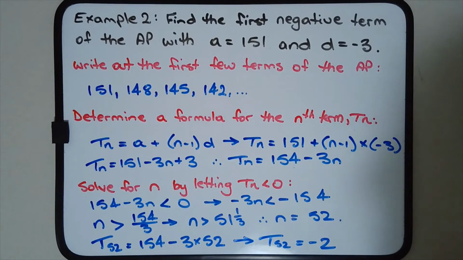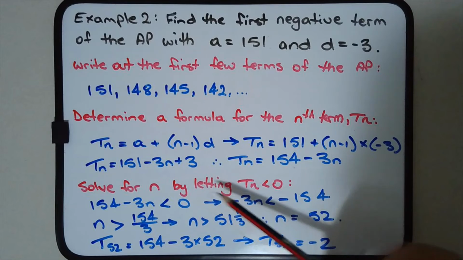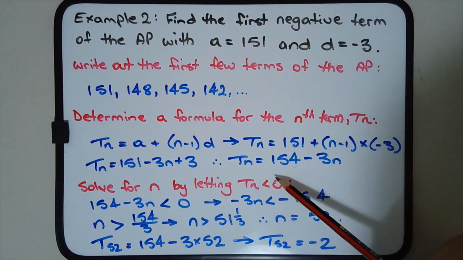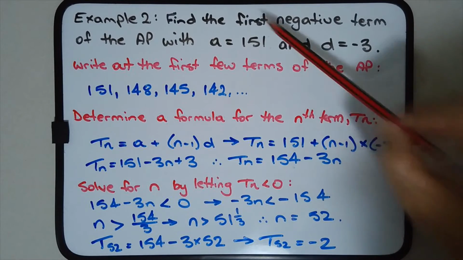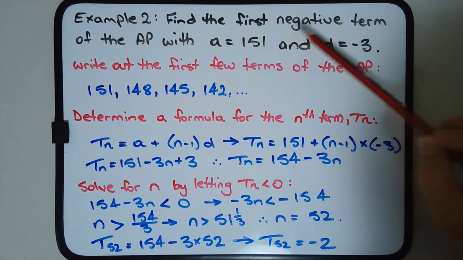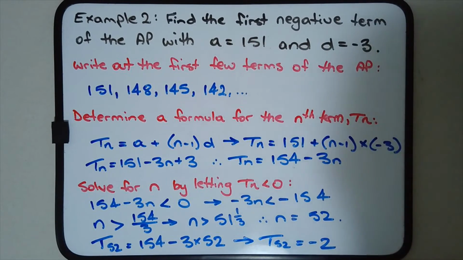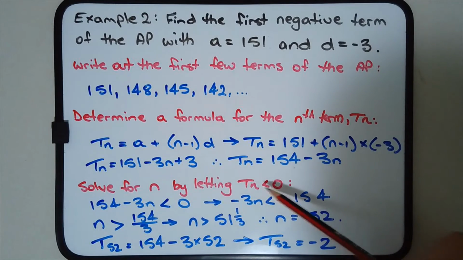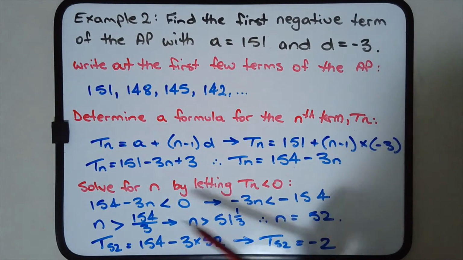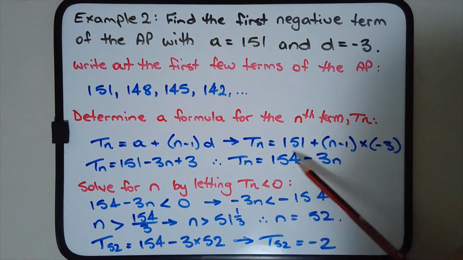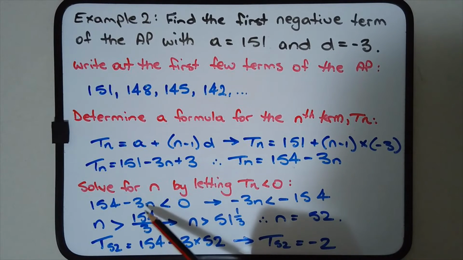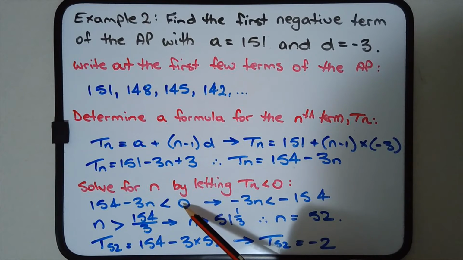Lastly, let's solve for n by setting Tn less than 0. After all, the question does ask for finding the first negative term of the AP, hence why we set Tn less than 0 there. So let's form the inequality. We'll take our general formula for this particular AP, to find the nth term, that is, 154 minus 3n less than 0.